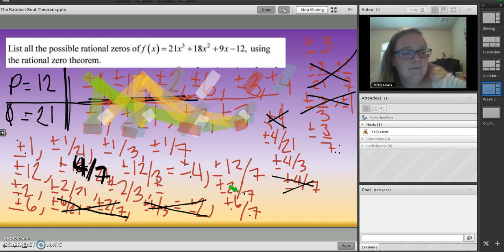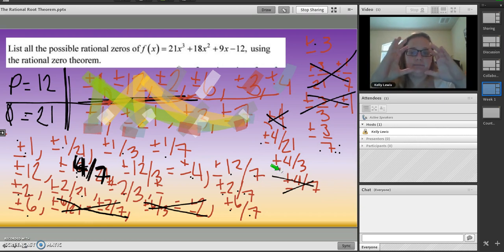All right, so our answers for our possible rational zeros are plus or minus 1, plus or minus 1 over 21, plus or minus 1/3, plus or minus 1/7, plus or minus 12, plus or minus 4 sevenths, plus or minus 4, plus or minus 12 over 7, plus or minus 2, plus or minus 2 over 21, plus or minus 2/3, plus or minus 2 over 7, plus or minus 6, plus or minus 6 over 7, plus or minus 3, plus or minus 3 over 7, plus or minus 4 over 21, and plus or minus 4/3.